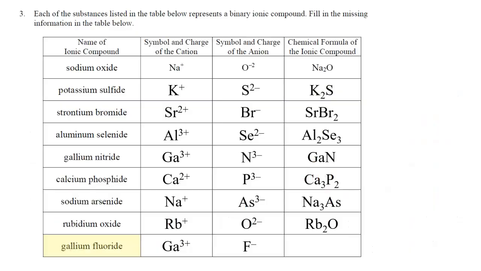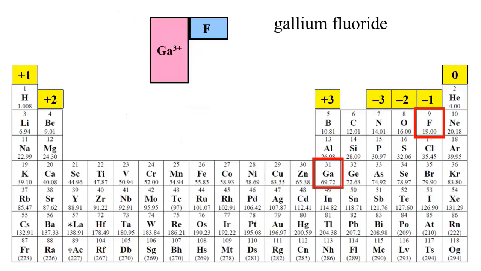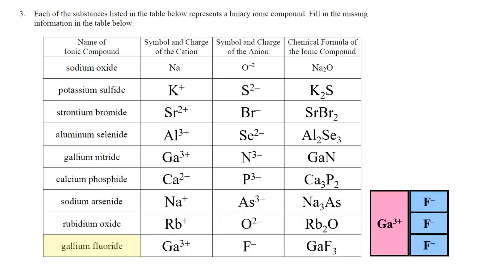So gallium 3+, fluoride, so F-, and when I put them together, I need not 1 fluoride, not 2 fluorides, but rather 3 fluorides. So now the charges are balanced. I have 1 gallium, which is +3, and I have 3 fluoride ions, which have a total charge of -3. And so what's my chemical formula for the binary ionic compound, gallium fluoride? It would be GaF3. So I will fill in that correct chemical formula into our table.